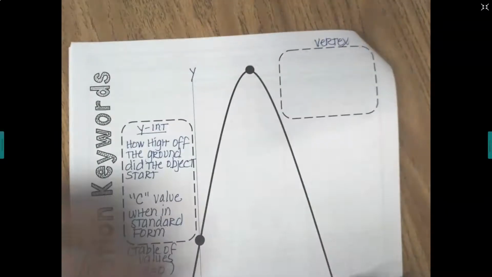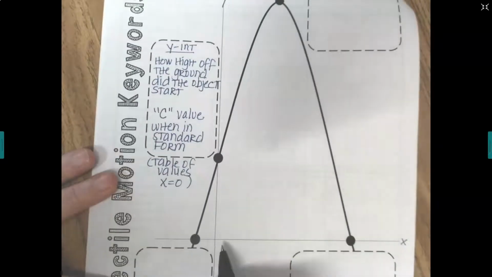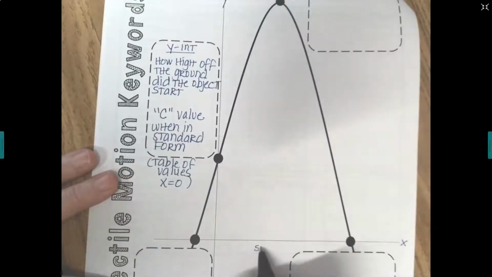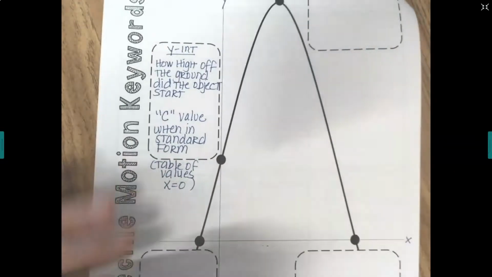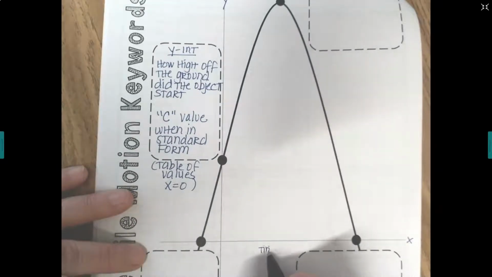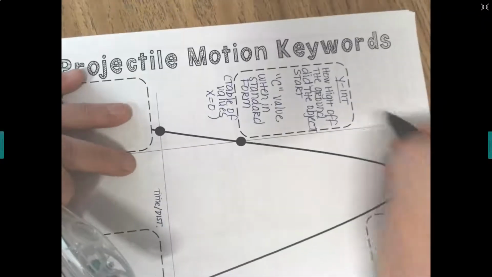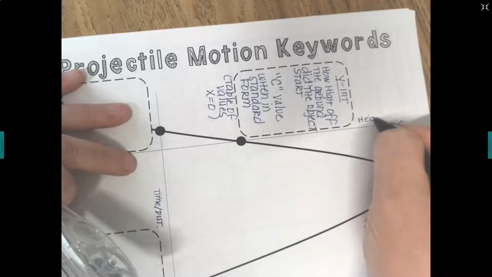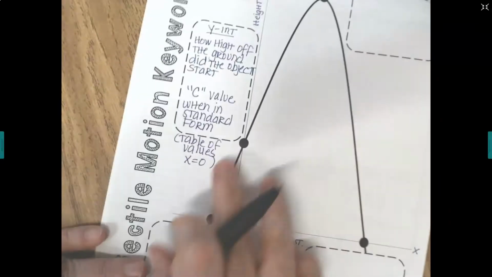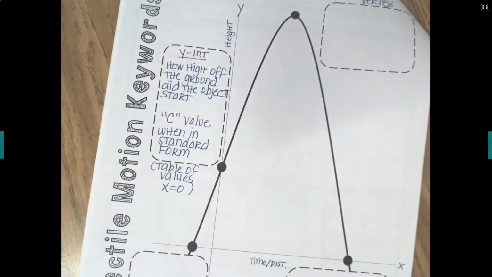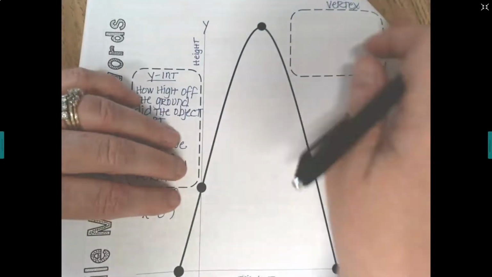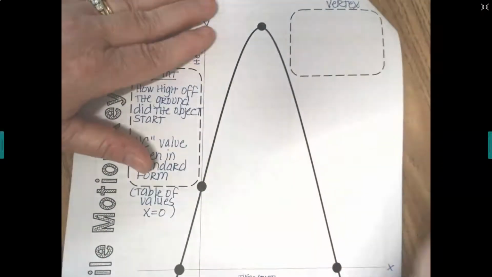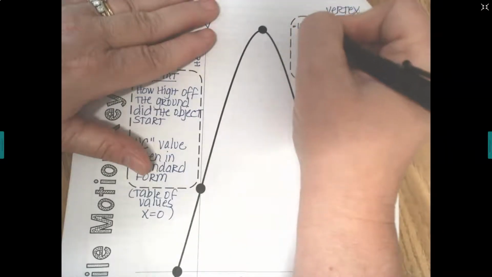So our vertex tells us a couple things. Very often, our graph is talking about either time or distance, and a lot of times the time is in seconds, but every problem will be different. So this is either time or distance for our x values, and then our y values are almost always height. How high off the ground? That's why this is saying how high off the ground did the object start, because the y values talk about height.